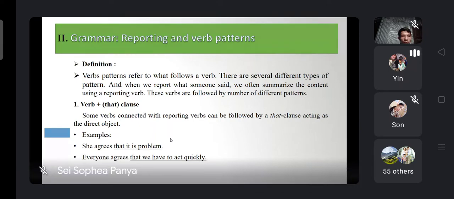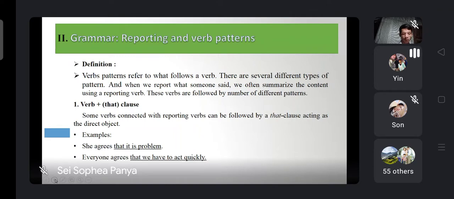Some verbs connected with reporting can be followed by a that clause acting as the direct object. Let's see examples. She agrees that it is a problem. Yes, that it is a problem is called a that clause. So what is a that clause? A that clause is a subordinate clause that usually begins with the word that.